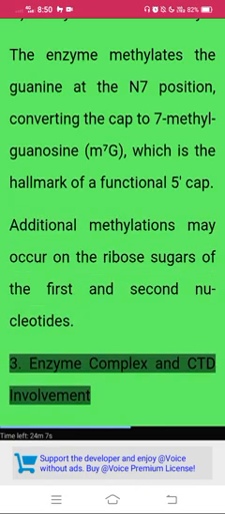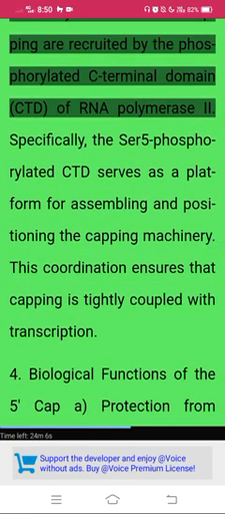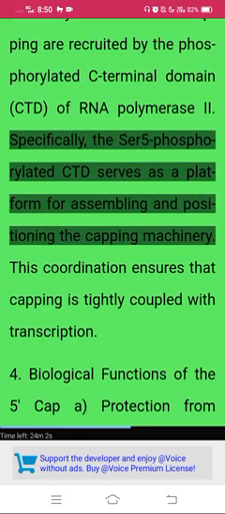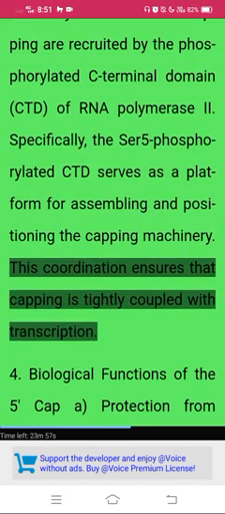3. Enzyme complex and CTD involvement. The enzymes involved in capping are recruited by the phosphorylated C-terminal domain, CTD, of RNA polymerase II. Specifically, the serine 5 phosphorylated CTD serves as a platform for assembling and positioning the capping machinery. This coordination ensures that capping is tightly coupled with transcription.